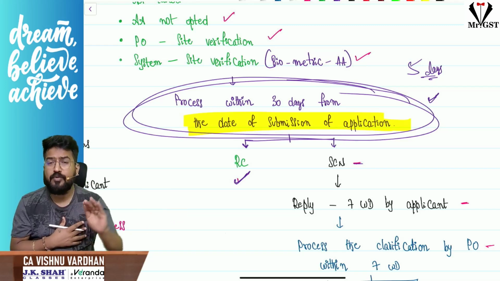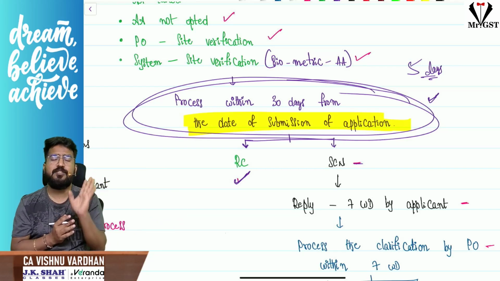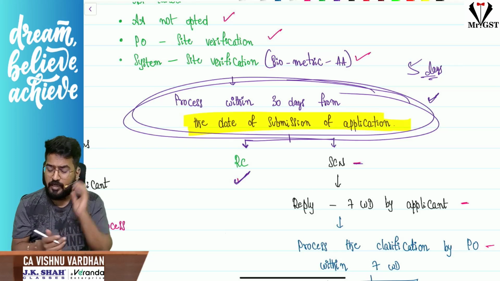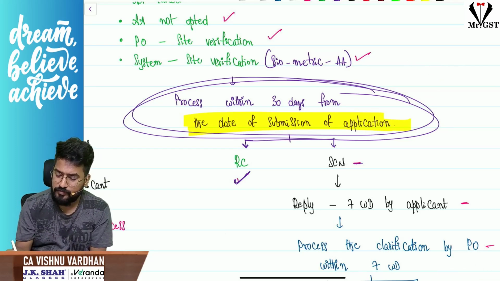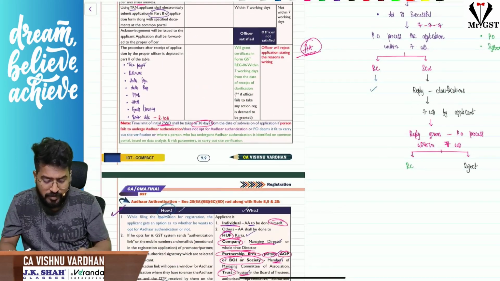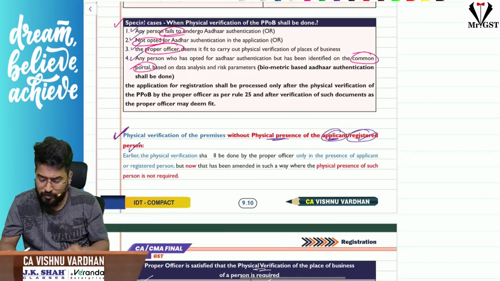Okay, so that other officer should go and do site verification at least 5 days prior to the completion of this time limit. Okay, that is the concept. Next, as I told, while doing this site verification, that particular registered person or the applicant need not be present physically.